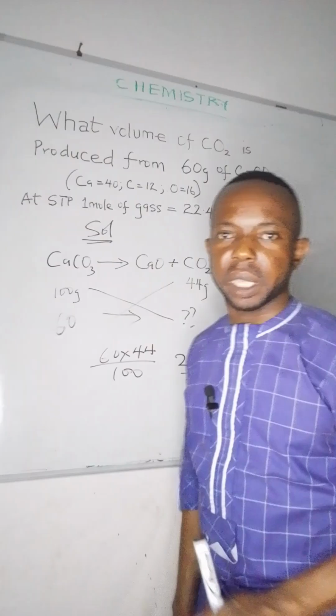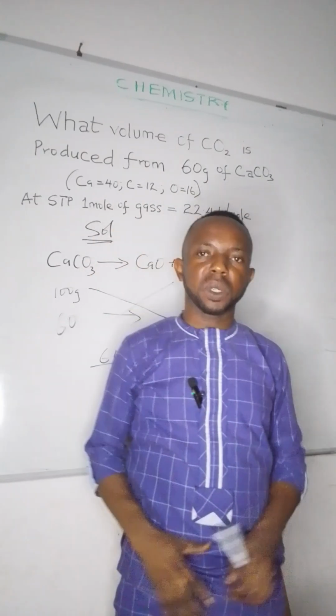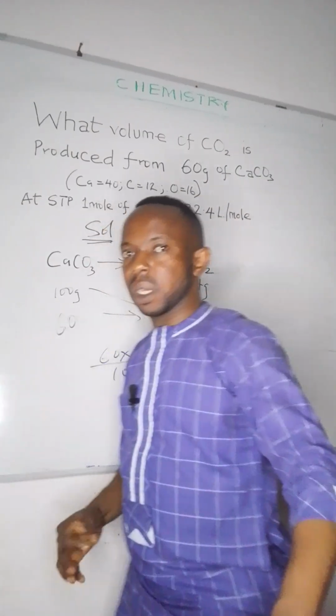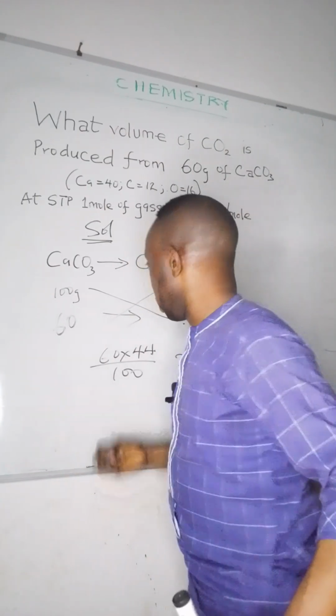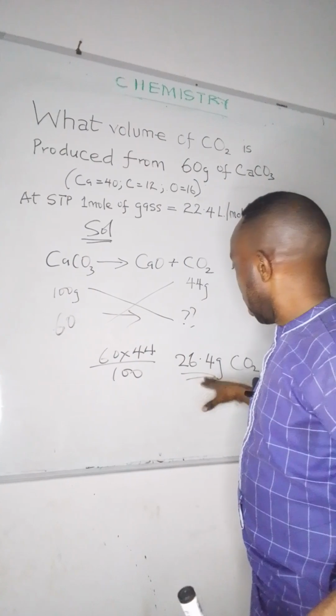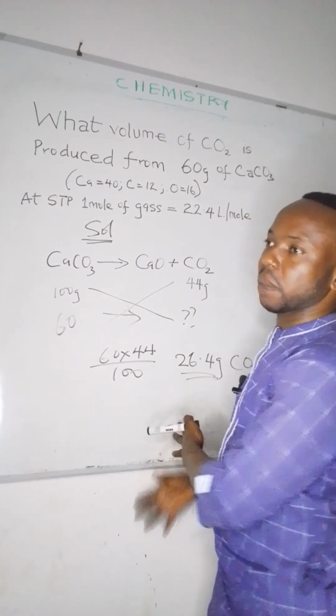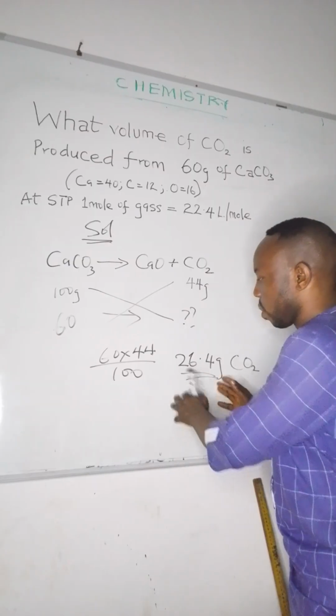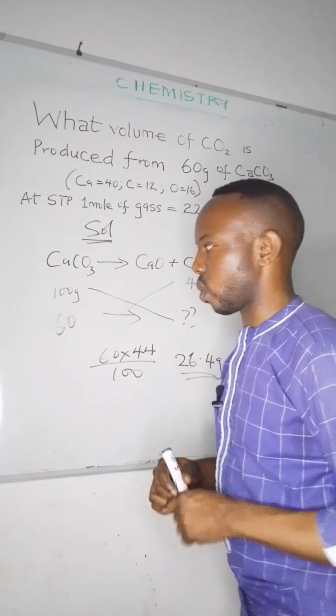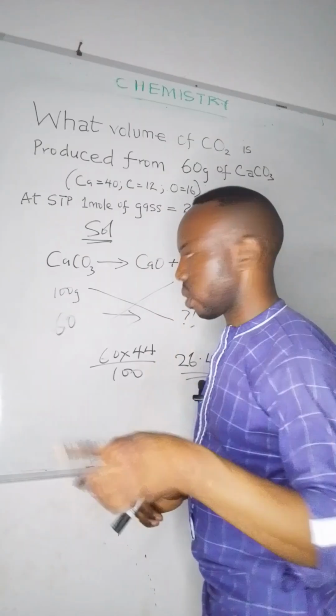But that is not what the question is interested in. That's not where the question wants to stop. It's asking us the volume. The volume. Carbon dioxide is a gas. What volume? You are no longer interested in the mass, but you will use this mass now to find the volume. Now, what you have to do is convert this mass to mole. Convert it to what? Mole, correct.